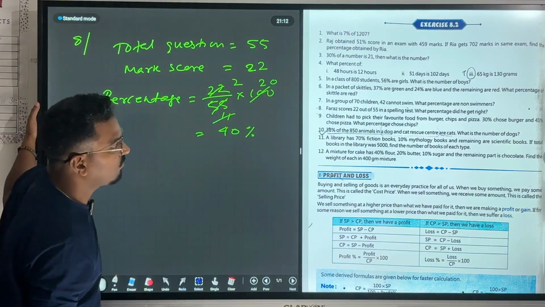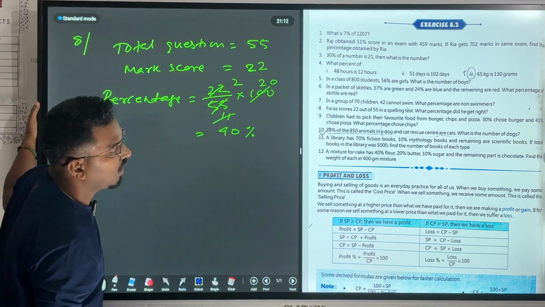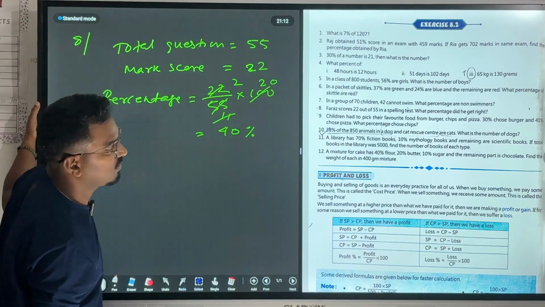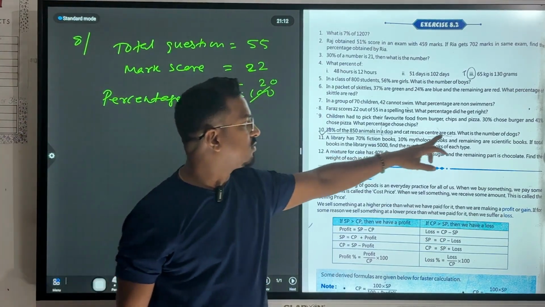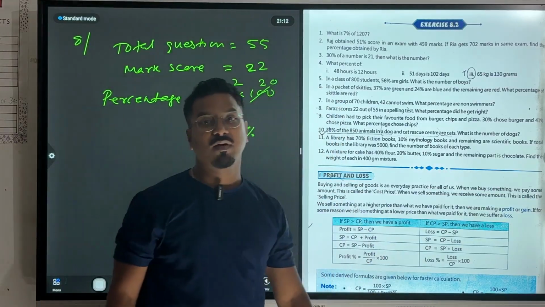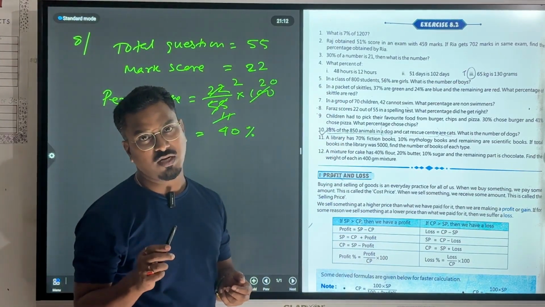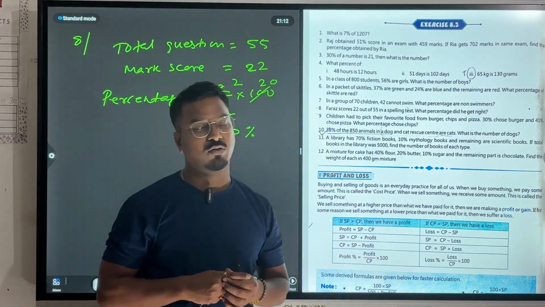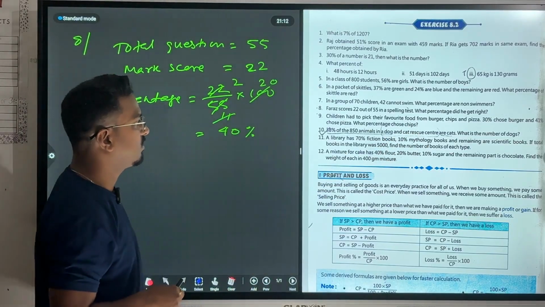Children had to pick their favorite food from burger, chips and pizza. 30% chose burger, 41% chose pizza. What percent chose chips? So this is similar to the earlier question. The sum of these will become 30 plus 41 is 71. So out of 100 you just subtract 71. What will you get? 29. So 29% will be chips. Okay, so try to do it by yourself.